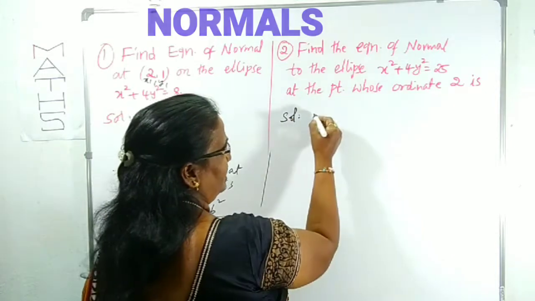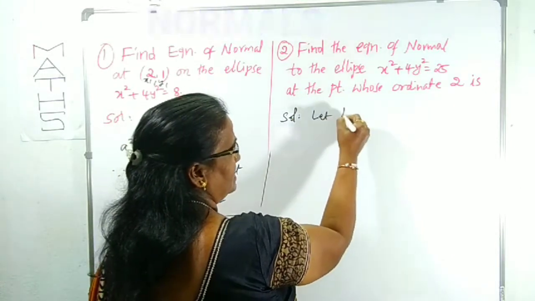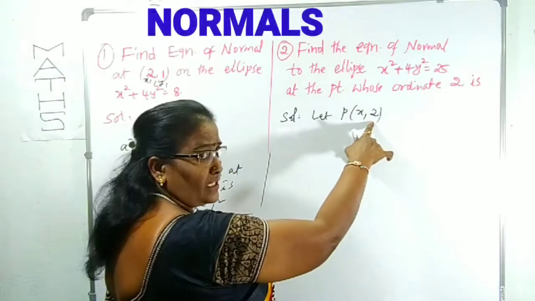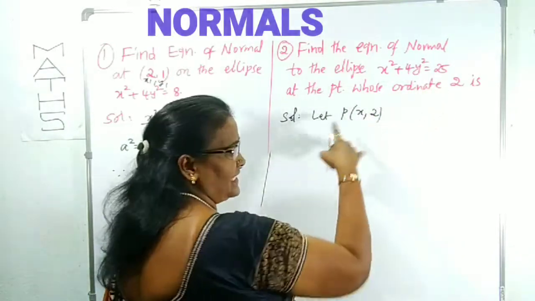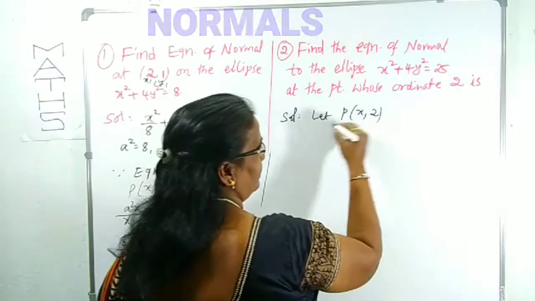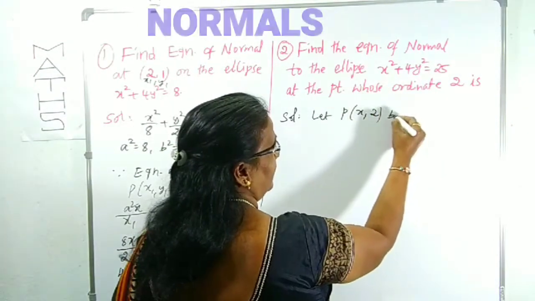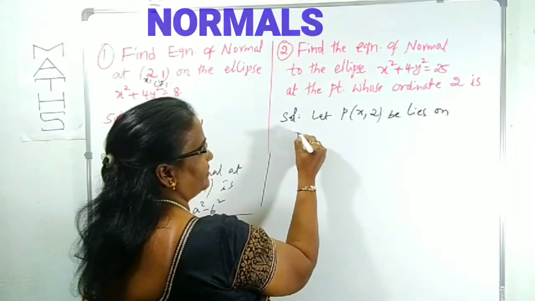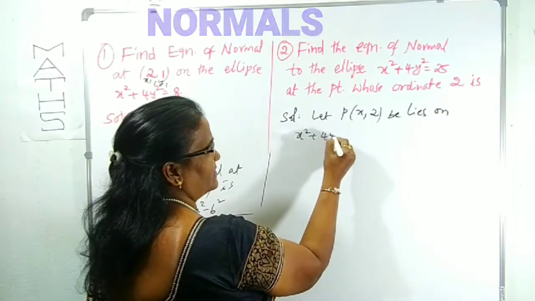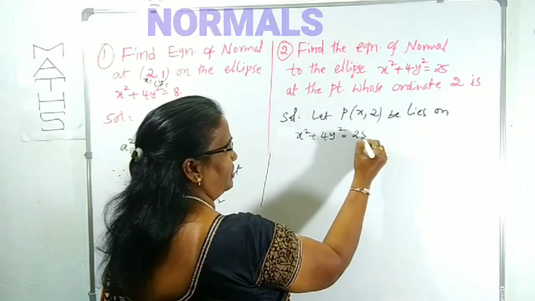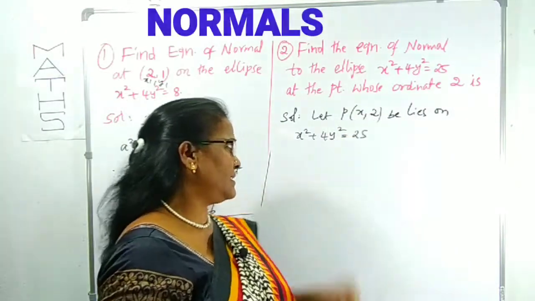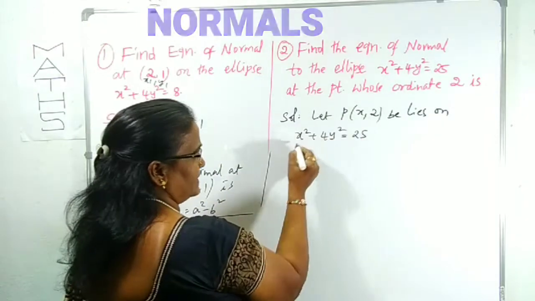To find the point, we can choose it as (x, 2), because the y coordinate is given as 2 and x we don't know. It lies on the ellipse x square plus 4y square equals 25. That means we can substitute these values in place of x and y to find the x coordinate.